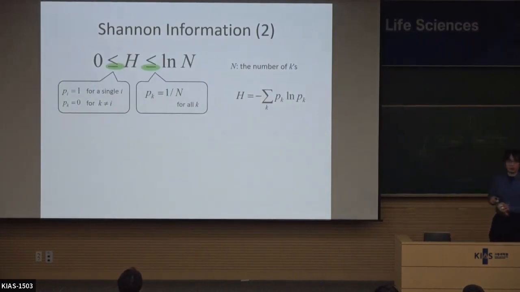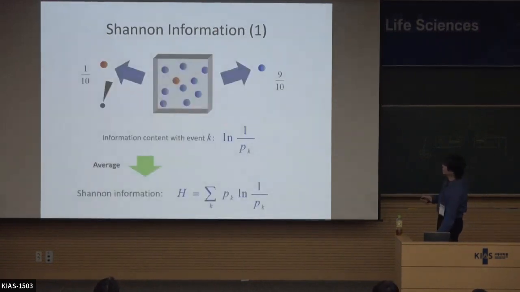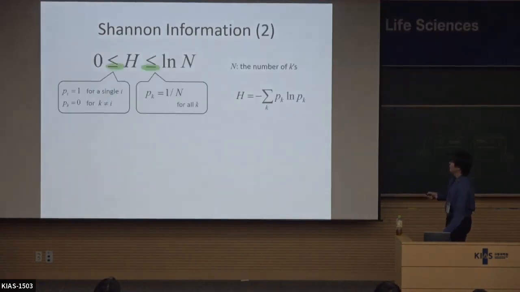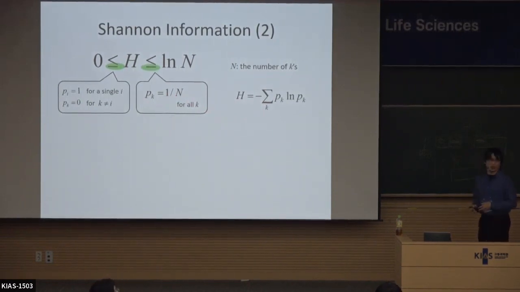And the Shannon information satisfies these two basic inequalities. The Shannon information is always greater than or equal to zero, and that is not greater than log n, where n is the number of possible events. In this example, we have red and blue, so n is 2. The Shannon information takes the maximum value, log n, when these events are completely randomly distributed, I mean, when the probability is given by 1 over n for every k. It is natural because if the event is completely random, you can't see what will happen beforehand, so your average information will be maximized in that case.